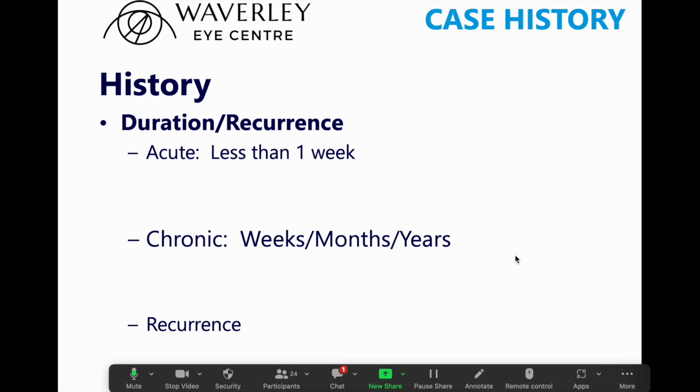All right, so other questions that you might want to ask in your case history are about the red eye, the duration and the recurrence of it.